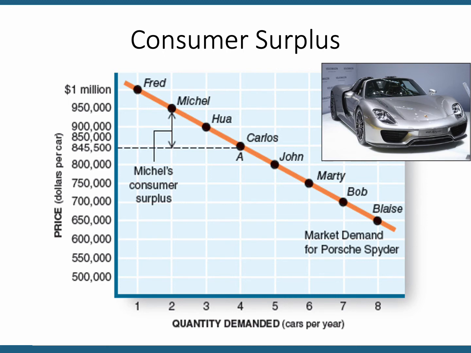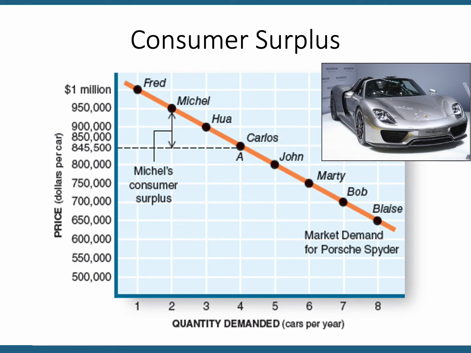Fred is a buyer. His maximum price that he's willing to pay is $1 million. Michelle is willing to pay $950,000, so Michelle's a buyer. Hua is willing to pay $900,000. Carlos, $850,000. John is not willing to pay $845,500. Neither is Marty, Bob, or Blaze. So they are not buyers. If the price is $845,500, there are 4 buyers in this market. The 4 that are higher up on this demand curve.